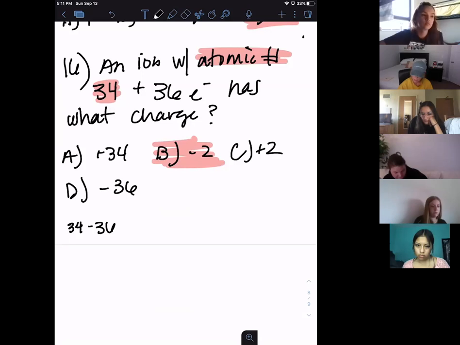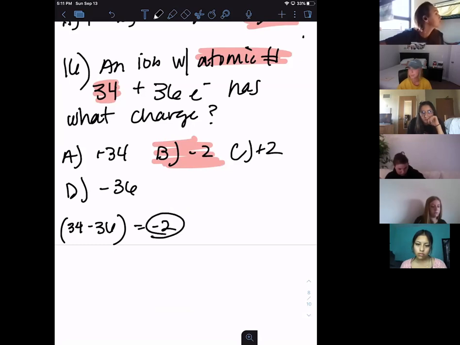You can either think of it in terms of this, because this value is indicative of electrons, or you just know that you're dealing with electrons, and electrons have a negative value. So I like to just think of it as normal subtraction, and that's going to give you a -2. Okay. Any questions on that?